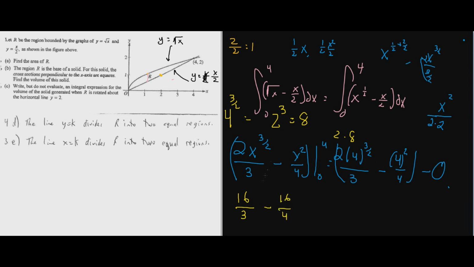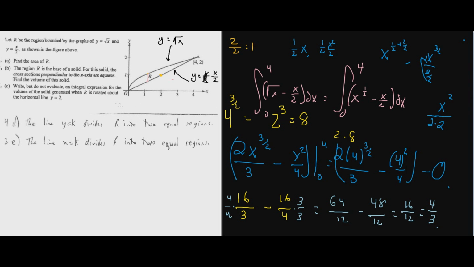Now we need to find a common denominator because they're different. So we're going to multiply top and bottom by 4 on the left, and top and bottom by 3 on the right. 16 times 4 is 64 divided by 12, minus 48 divided by 12, which gives me 64 minus 48. That gives me 16 over 12. This can be reduced even further. I can divide both of these by 4. 16 divided by 4 is 4, and 12 divided by 4 is 3. Boom, I got my area there. Very good. All right, let's go to the next one.